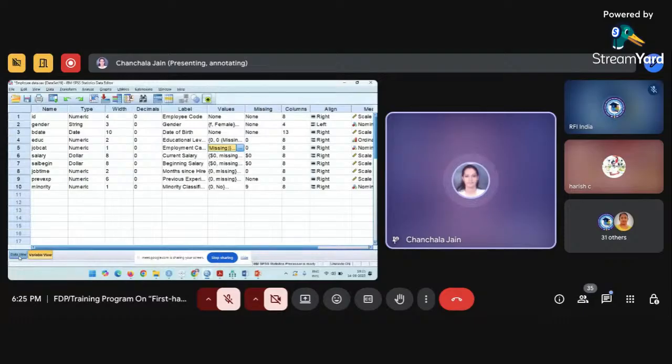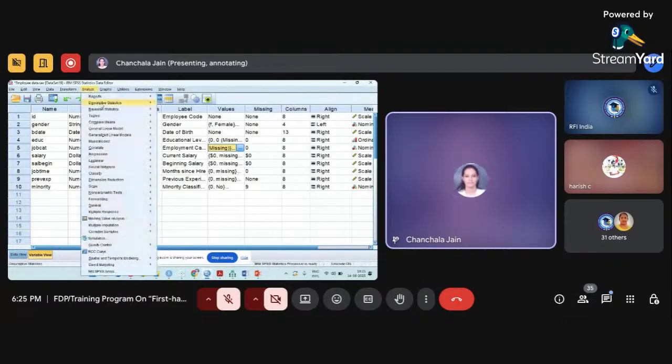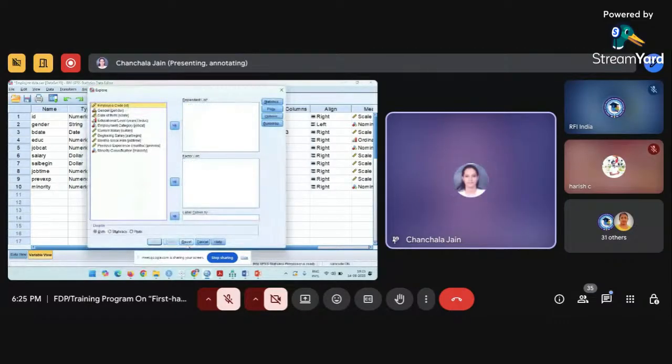Now for the remaining assumptions, normality and outliers, we will go for the analyze option. So go to Analyze, Descriptive Statistics, and then Explore. I think till now everyone is in a position to understand from where we can check the normality, right? Click on Explore, good. And then I'm resetting this, shifting the current salary into the dependent list, and job category, that is employee category, into the factor list. Done.